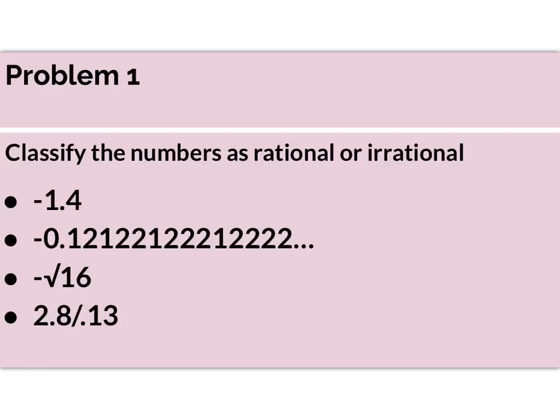Okay, so classify the numbers as rational or irrational. Negative 1.4, negative 1 and 4 tenths, negative 1 and 4 over 10. I can make this a fraction, so this would be rational. Okay, the second number may look like it repeats. We have 12, 122, 1222, and 12222. So the number is not actually repeating. It's actually changing after the 1. So this would be irrational.